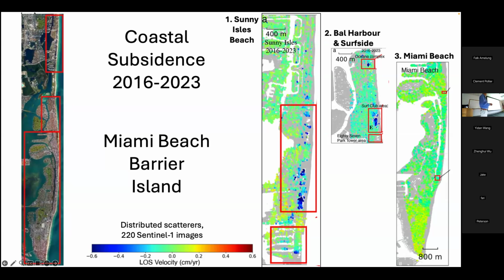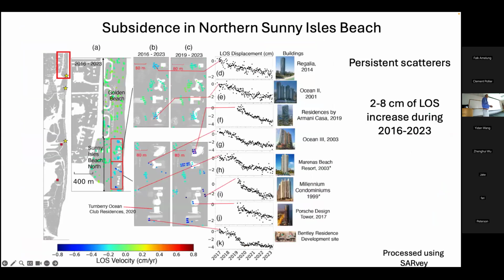subsidence. Going from north to south, in particular here in the Sunny Isles area, then in the Bal Harbour and Surfside area, there is a blue hotspot. In Miami Beach itself, there's hardly anything, with a couple of locations I will come to later. Let me show some of those results in more detail.